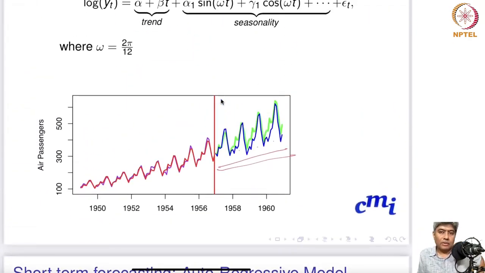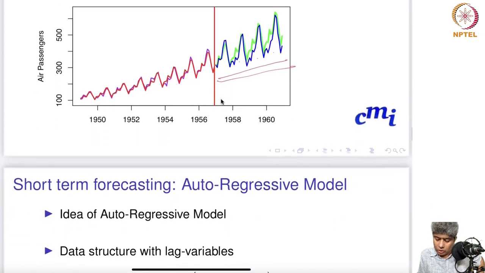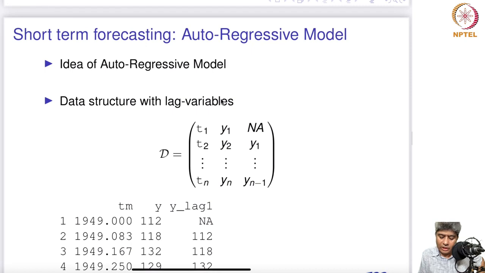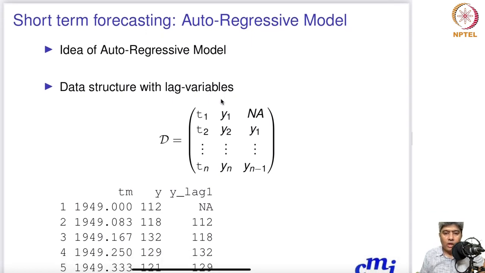Now next we will move on to modeling short-term forecasting. Here our objective is to forecast only 1 month ahead or maybe 2 months ahead, not more than that. In this kind of situation, the idea of an autoregressive model is very useful.